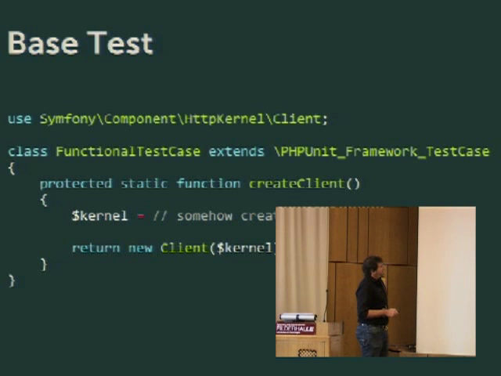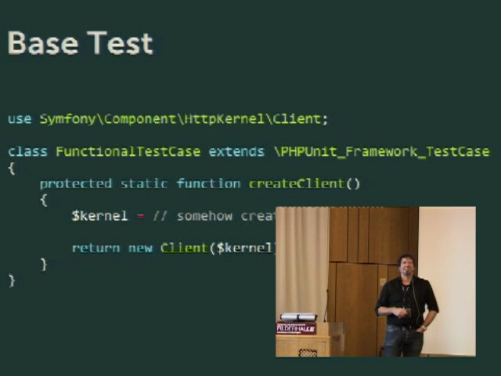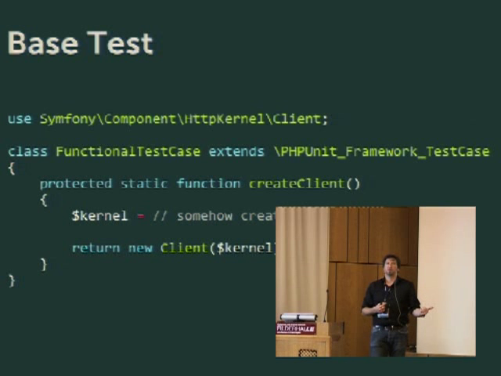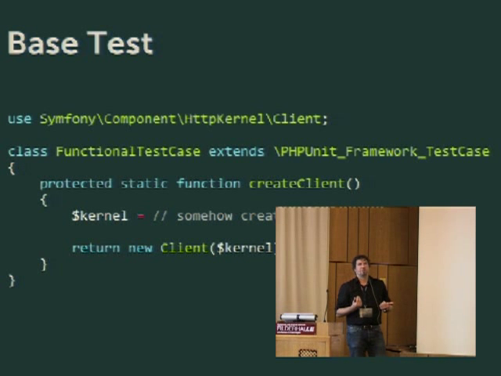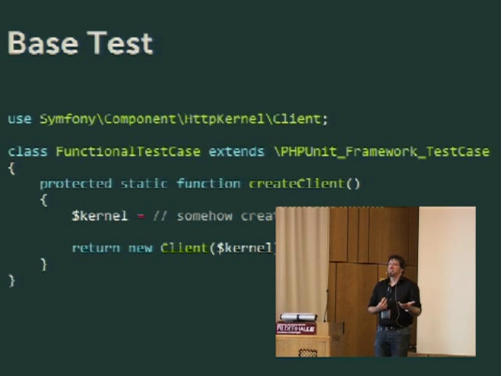What we do is we have a create client method that creates a client that is part of the HTTP kernel and hands over the kernel. And now we can run the whole framework, the whole kernel, without ever using HTTP. We just give in a fake request object and receive a response object, and then analyze that response object and see if it contains all the stuff, the headers, the HTML content, that we expect.